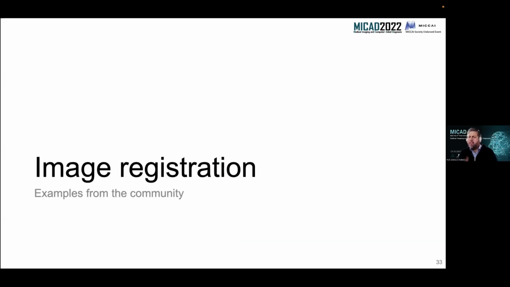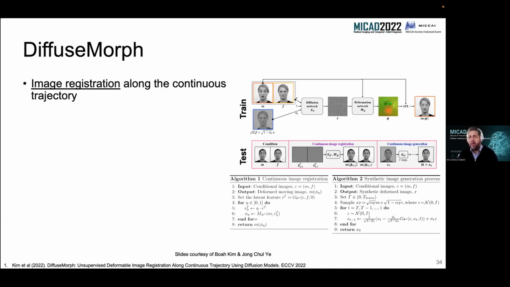Image registration is not very popular, but this work from Young is very interesting as well. You have two images, a moving image and a fixed image, and your goal is to change the moving image to make it match the fixed image. So they do image registration along a continuous trajectory.